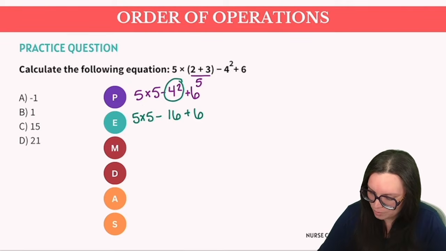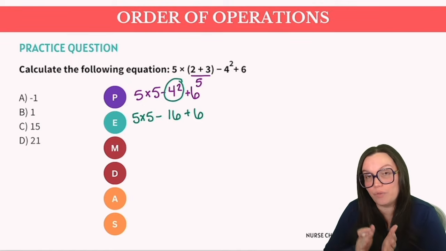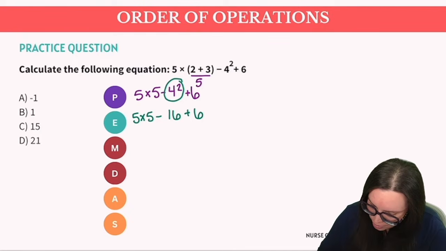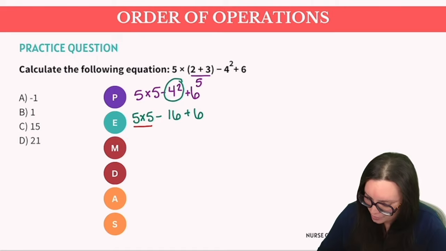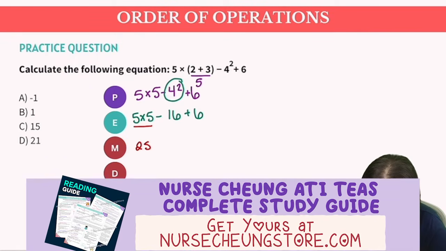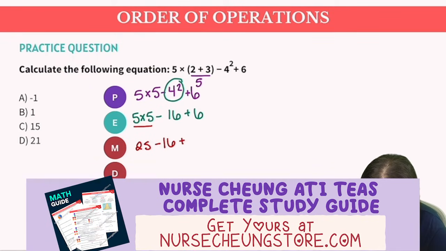Now we're going to move on to multiplication and division, again, moving from left to right. So if we take a look here, we only have one multiplication. That's 5 times 5. So that's going to give us 25 minus 16 plus 6.